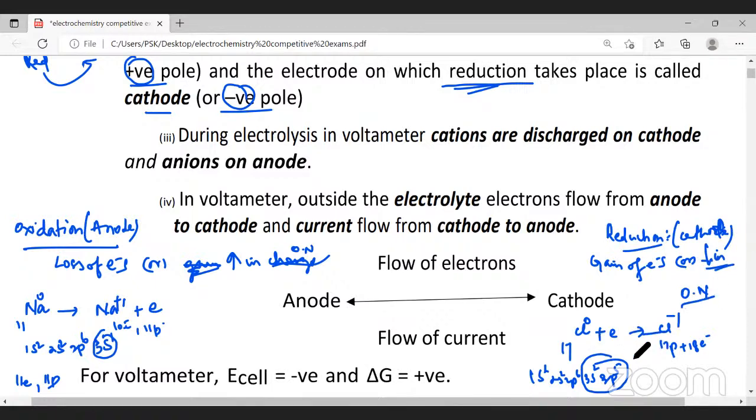I gave you the illustration. Did you understand oxidation and reduction? Yes, sir. Understood, sir.